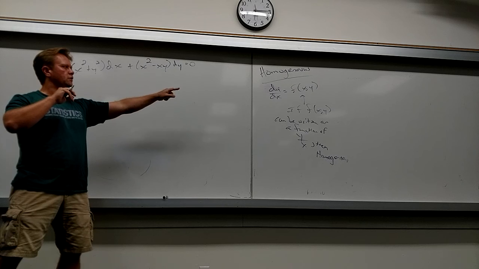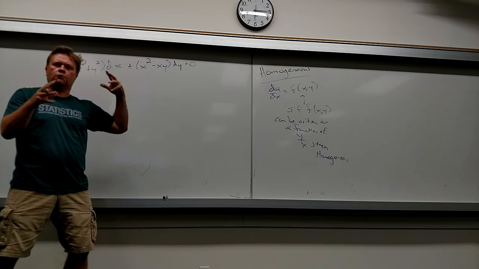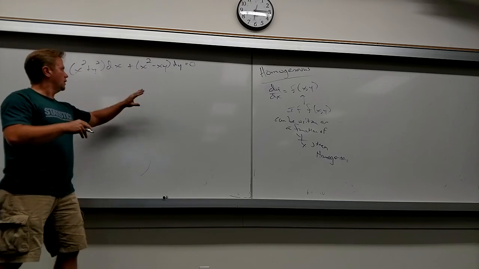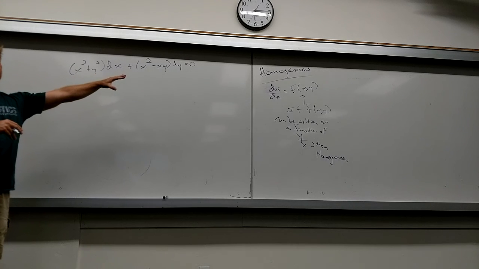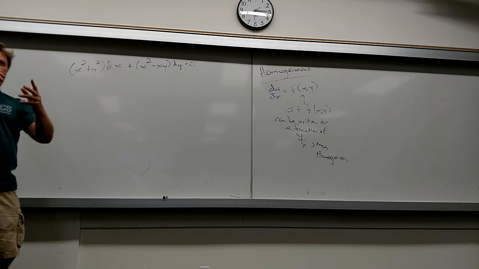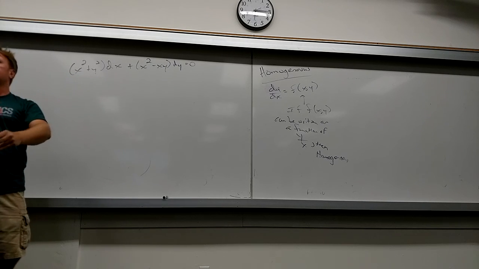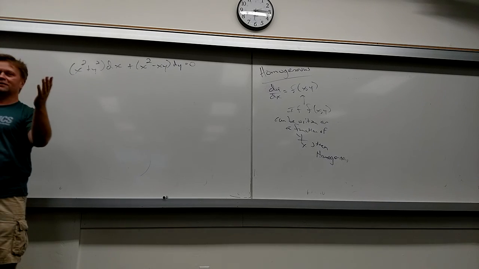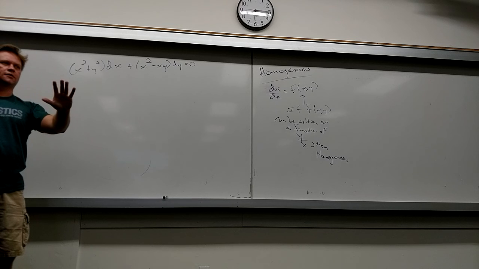This is the one I remember, and this is the one that's easier to work with. Can you get this to be a function of y over x? What would that even mean? So a function of y over x would be like y over x plus 2. That's a function of y over x.